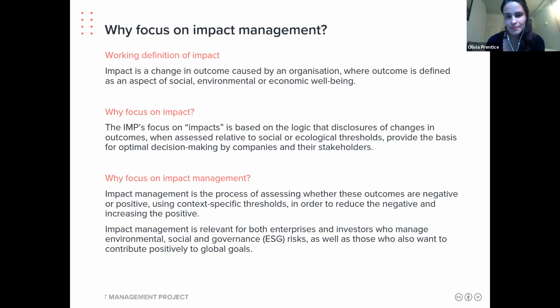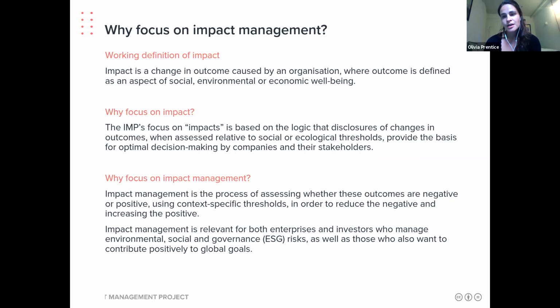Well, the focus on impact is based on the logic that once you are measuring changes in outcomes caused by an organization, you need to figure out whether that impact is positive or negative. And so you need to do that in context of a social or ecological threshold. That might be a living wage, and wage data, the change in outcome being the change in wage status over time, or it might be something like the change in white blood cell count versus a threshold for what a good range of white blood cell counts looks like. So there's an example.